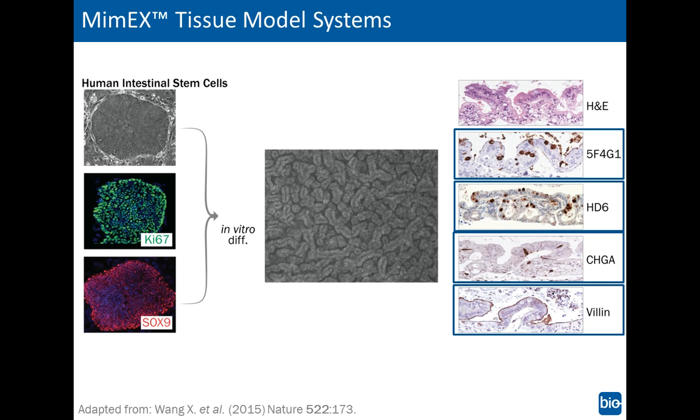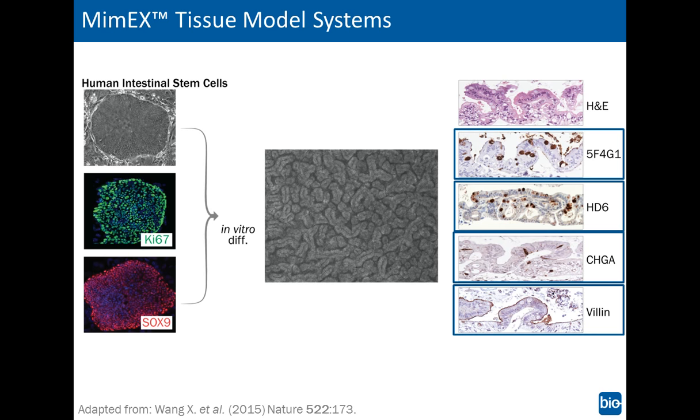So what does this look like? This is taken from Wang et al. from 2015 from the labs of Frank McKeon and Hua Zhang. And you can see on the left are nice colonies of intestinal stem cells, which are highly proliferative, shown by Ki67, and express stem cell markers like SOX9. And in the center, you'll see a bright field image of an ALI culture where you have nice invaginations that resemble intestinal folds.